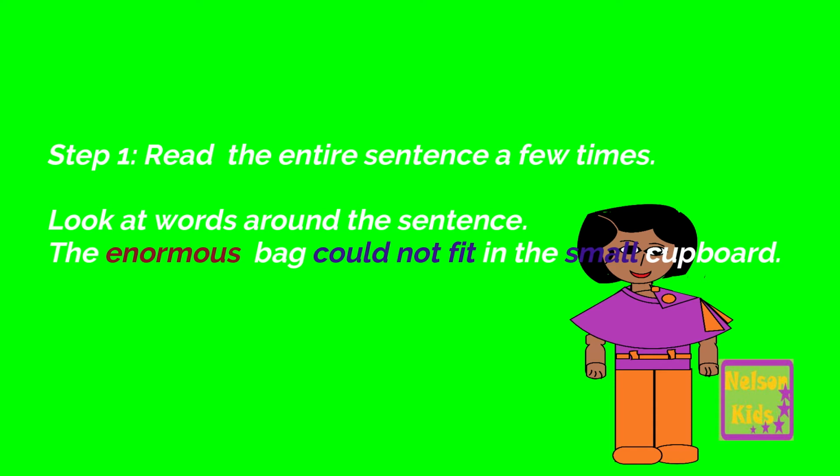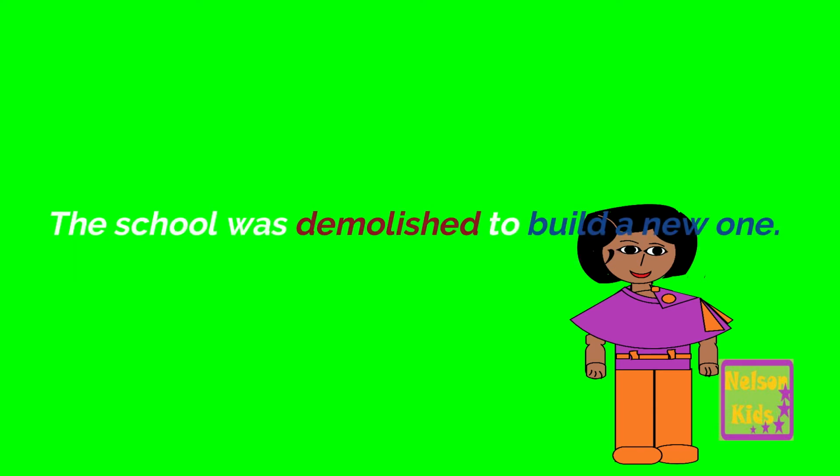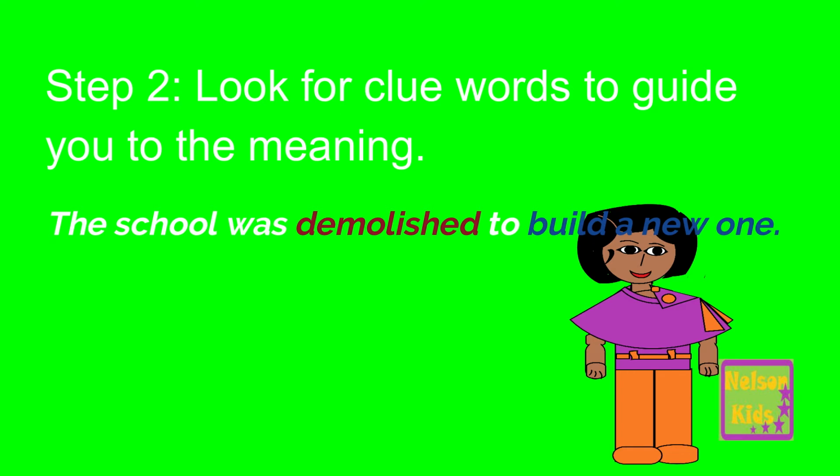For example, listen to the sentence. The school was demolished to build a new one. You have to look for clue words to guide you to the meaning. The words build a new one. If you have to build a new school, you cannot build the new school on the old school. Therefore, you will have to break down or destroy the old building in order to get to the new building. So the words build a new one are clues that can guide you into the meaning.